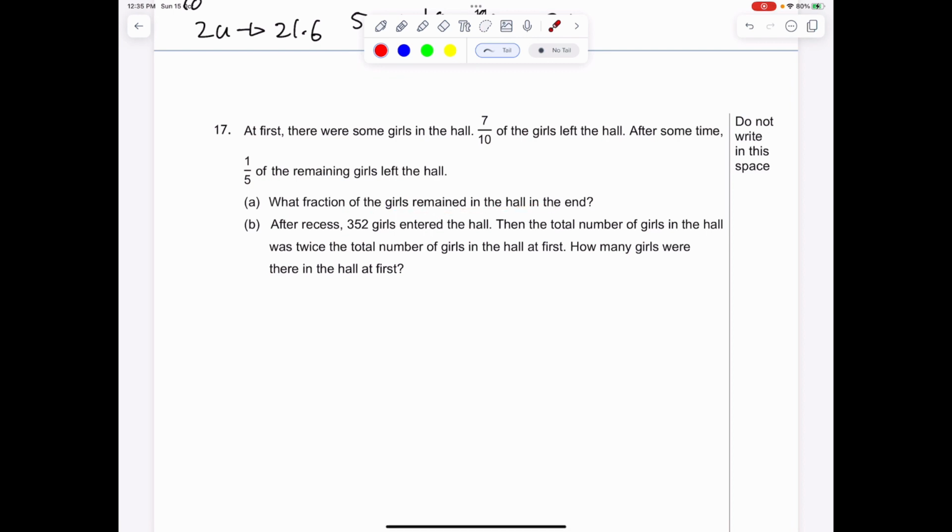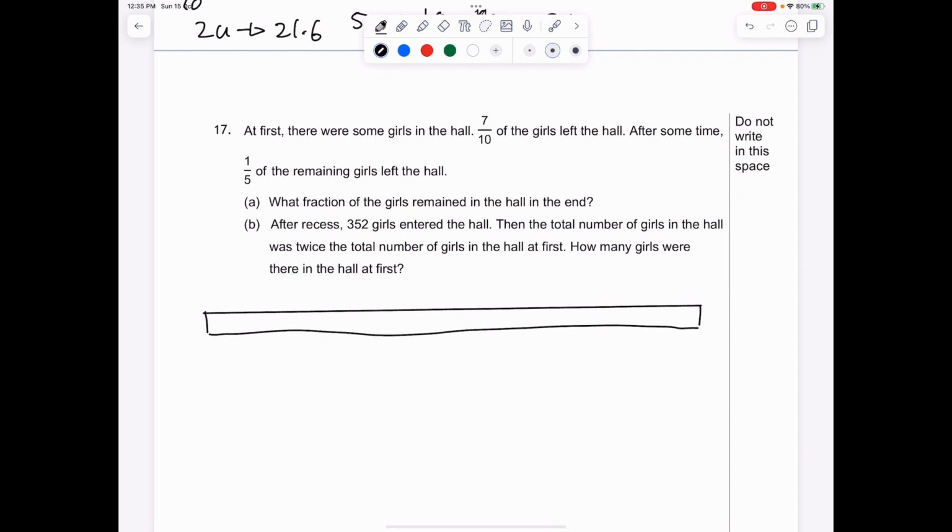So to solve this problem, I would suggest that we use a model. So we draw ourselves a nice big model to work with. Now they tell you that at first, okay, there were 10 units, correct? So we will divide this by 10. Five.